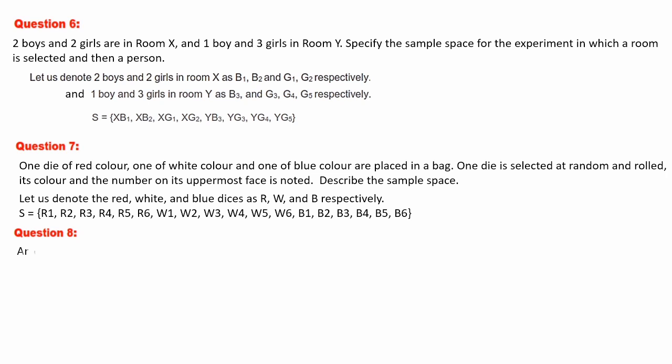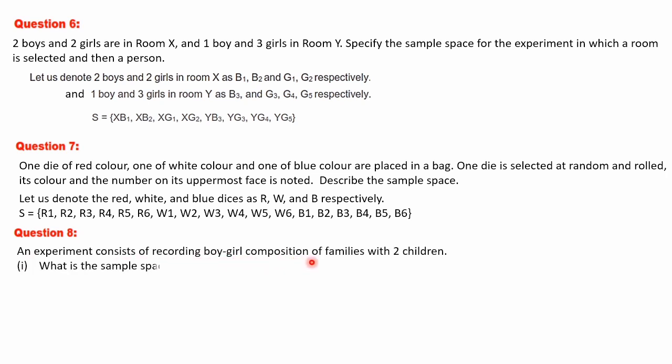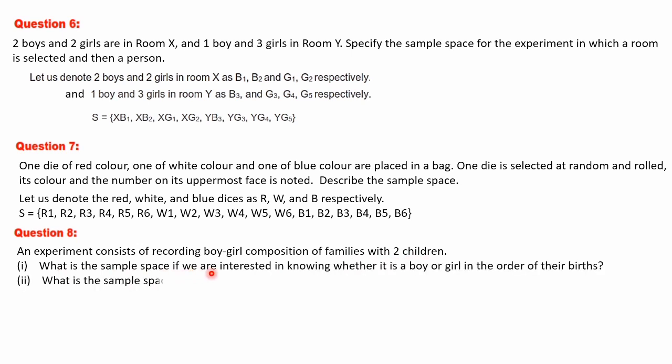Next is question number 8. An experiment consists of recording the boy-girl composition of families with 2 children. What is the sample space if we are interested in knowing whether it is a boy or girl in the order of their births? Next, what is the sample space if we are interested in the number of girls in the family? Families which have 2 children, we are just recording the boy-girl combination.